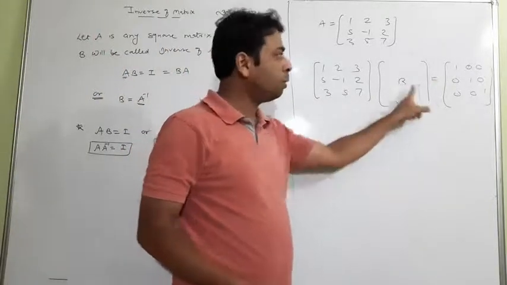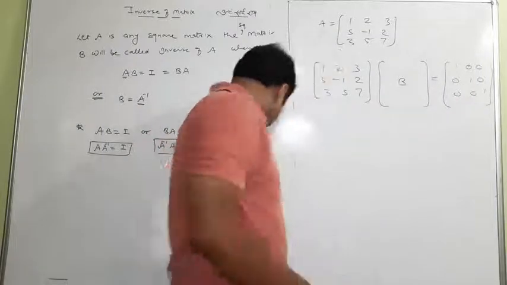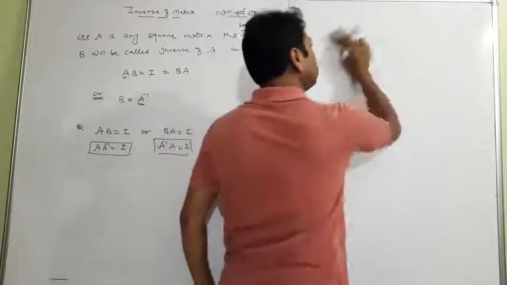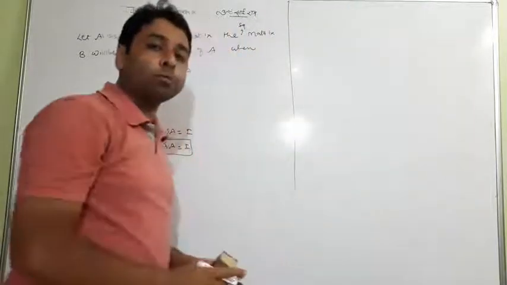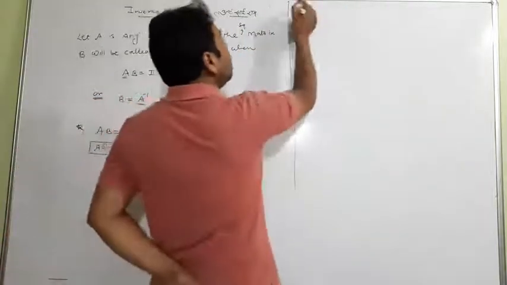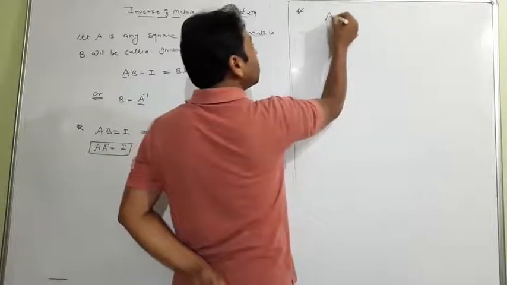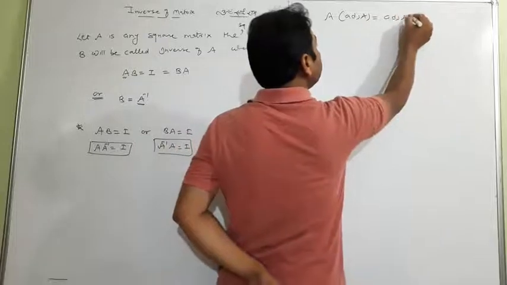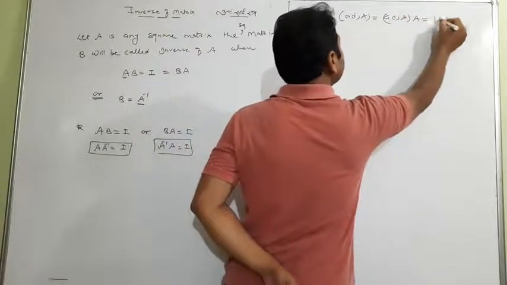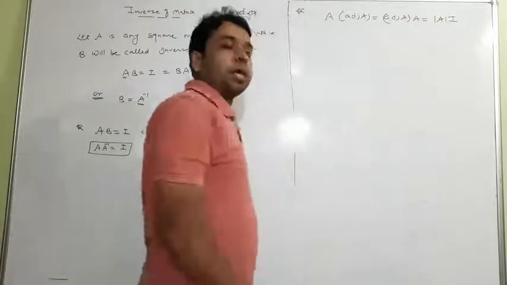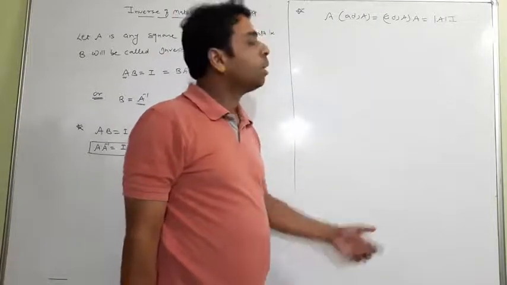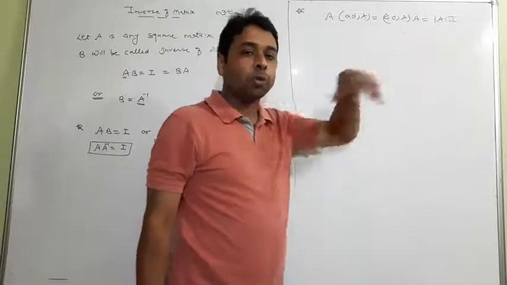Such that these two will be this one. But according to the procedure of the A inverse, you don't have to think about all of this. So what do you have to think? Let me explain. Yesterday we had a good concept: A into adjoint A is equal to adjoint A into A is equal to determinant A into I. This concept we had studied yesterday. It was a very good concept. For any square matrix it is always true.